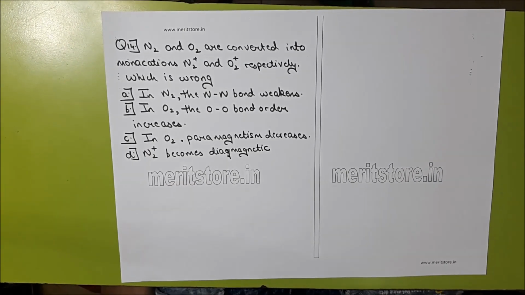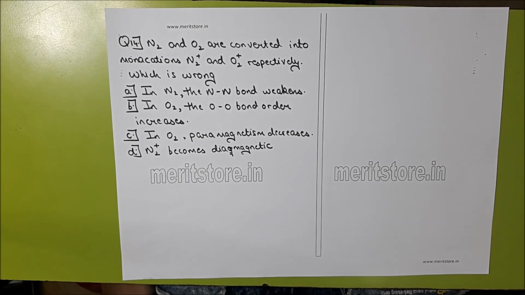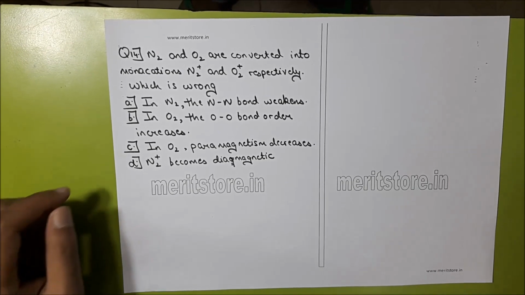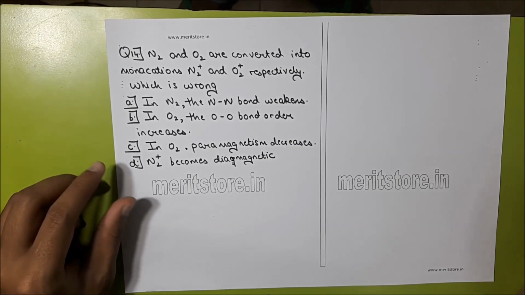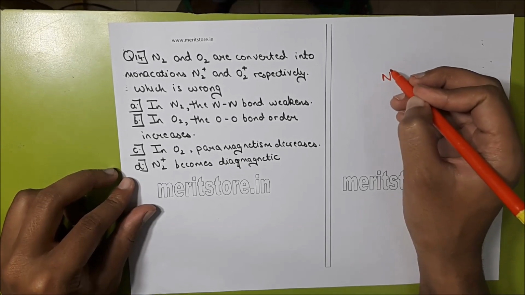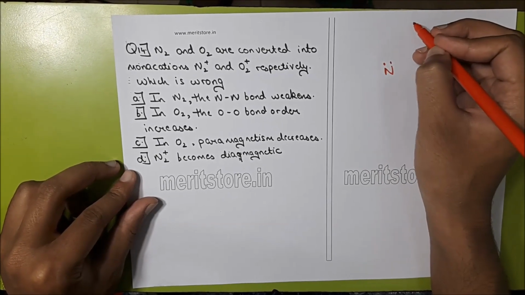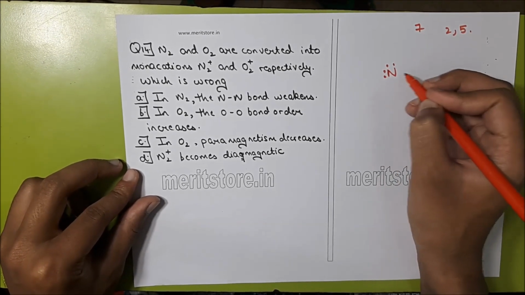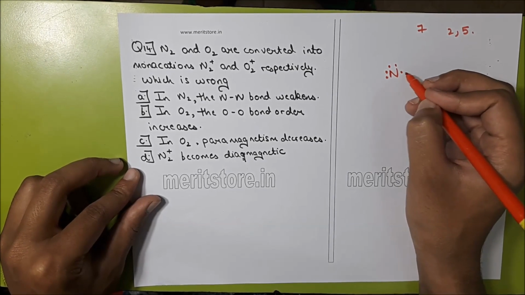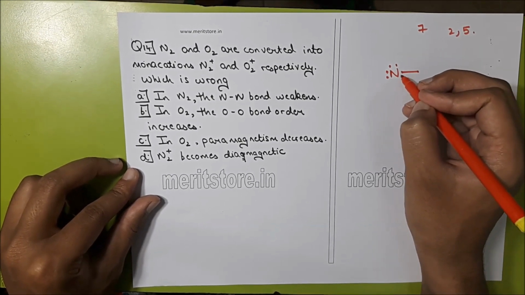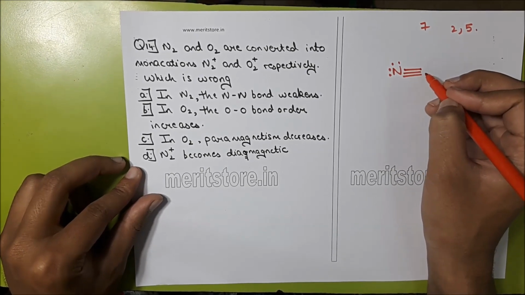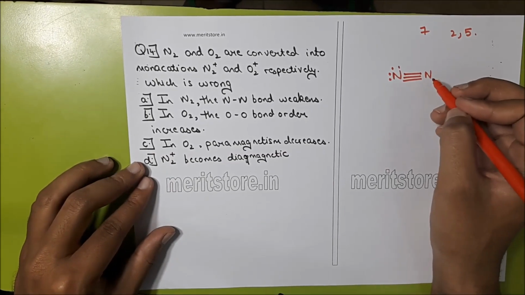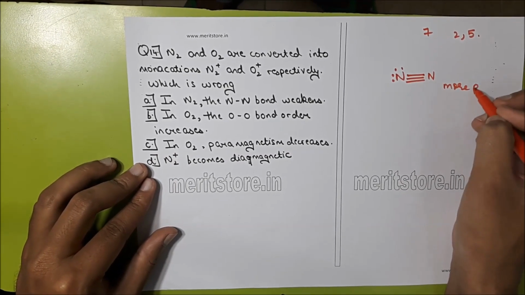Question number 14. N2 and O2 are converted into monocations N2+ and O2+ respectively. What is wrong? So we have to find what is wrong in the given statements. Option A: in N2+ the N-N bond weakens. Okay, the atomic number of nitrogen is 7, so it can be written as 2, 5. It has 5 electrons in its outermost shell, N2, so it forms a triple bond structure with the other nitrogen atom. So as one electron is removed, the bond weakens and there is more pull from the nucleus.